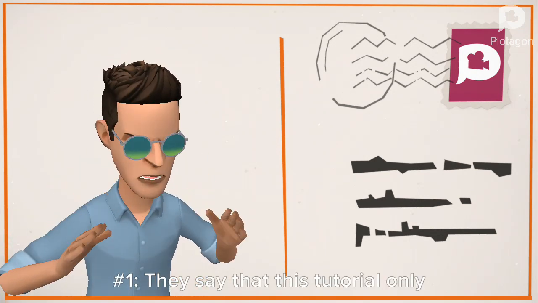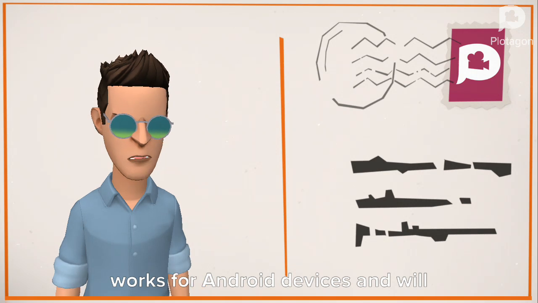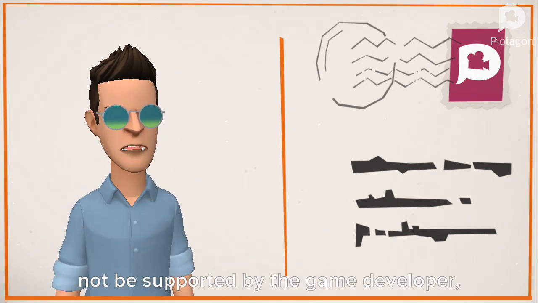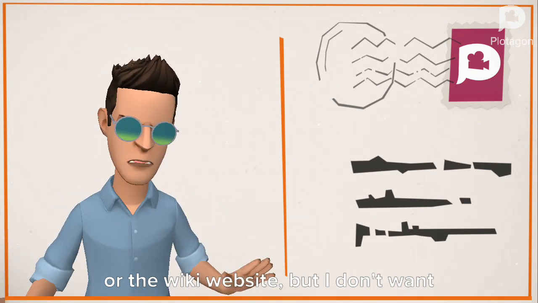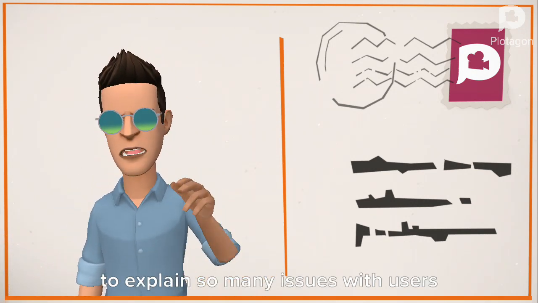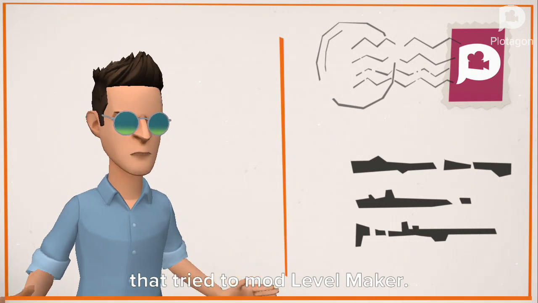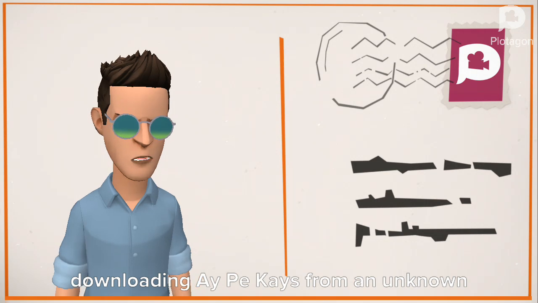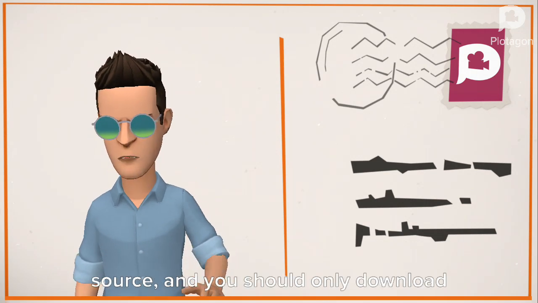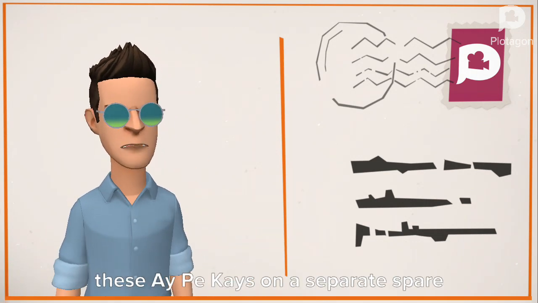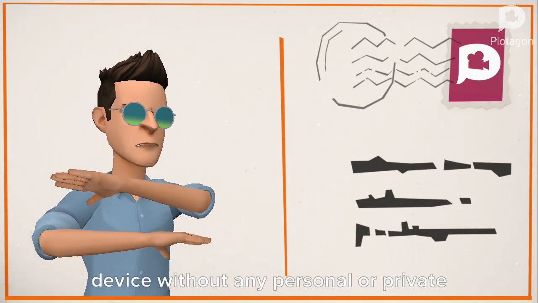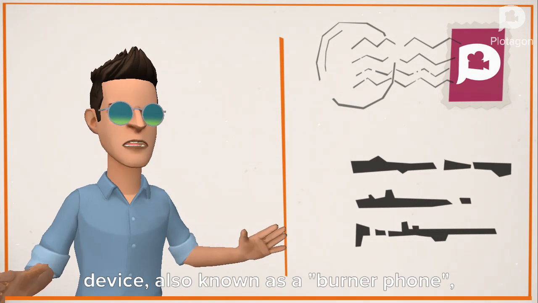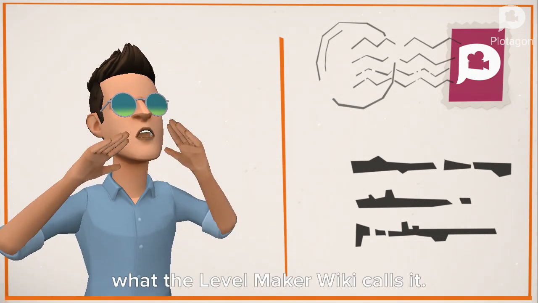Number 1, they say that this tutorial only works for Android devices and will only cover Level Maker, and will also not be supported by the game developer or the wiki website. But I don't want to explain so many issues with users that try to mod Level Maker. Number 2, according to the wiki website, you have to exercise caution when downloading APKs from an unknown source, and you should only download these APKs on a separate spare device without any personal or private information or data stored in your device, also known as a burner phone, what the Level Maker wiki calls it.